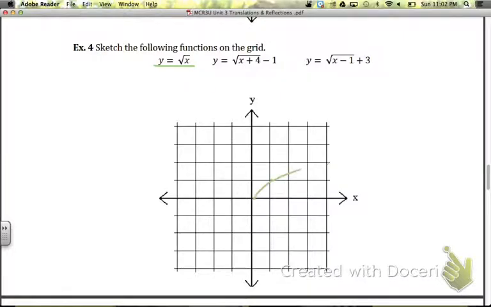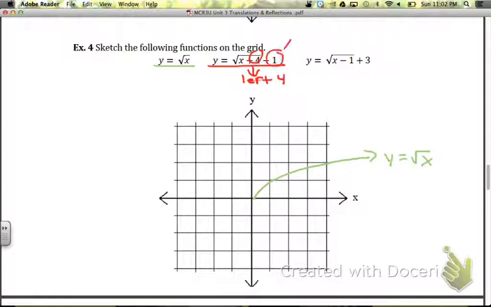Okay, so that is our base function. The green is our base function, y equals root x. And what we're going to do is work from there with our next functions. The next one that we have is y equals the square root of x plus 4 minus 1. So what is that plus 4 going to do? That plus 4 is going to tell me that we are going to move left 4.